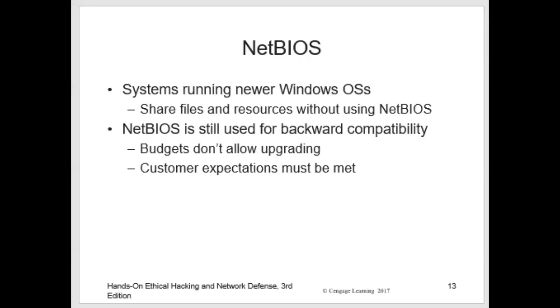Now, systems running newer Windows OSs can share files and resources without using NetBIOS, which is nice. However, NetBIOS is still used for backwards compatibility. So if my OS is talking to an older OS, NetBIOS is still going to be utilized, right? But otherwise, if it's a current Windows version with a current Windows version, NetBIOS has been eliminated, right?